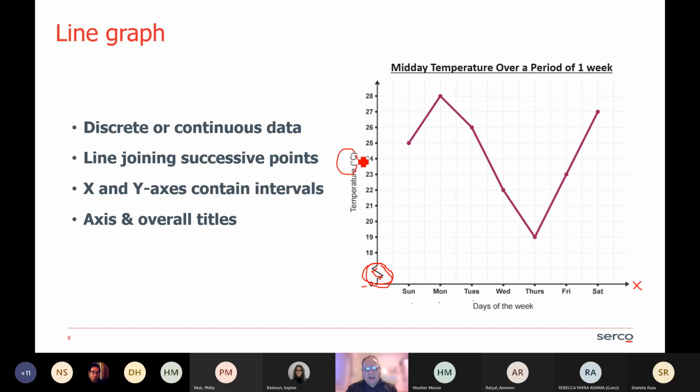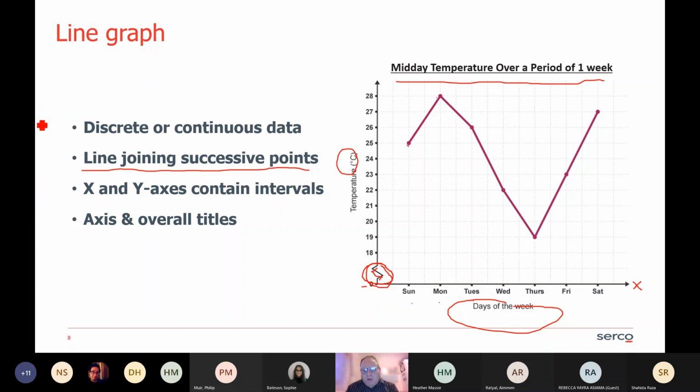And again, we've got clear axis labels that tell us what we've got here, and we've got an overall temperature. The dots are plotted as we go, and you'll see the lines joining successive points. So Sunday joins to Monday, joins to Tuesday, joins to Wednesday. So it isn't a smooth line. If you use Excel, you can make them look a bit smoother than they are, but direct lines from one to the other will just show.